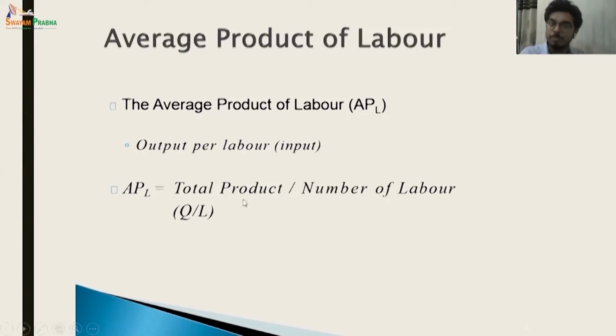And what is APL or APK? It is the total product produced with whatever number of labor or capital, divided by the total number of labor or capital. If the total product is divided by the total number of labor, then it is Q by L, the average product of labor. If the same total product is divided by the number of capital, then it is APK, that is Q by K. All right. Q is the total production, L is the total number of labor, and K is the total number of capital used to produce that particular unit of output, whatever Q is.